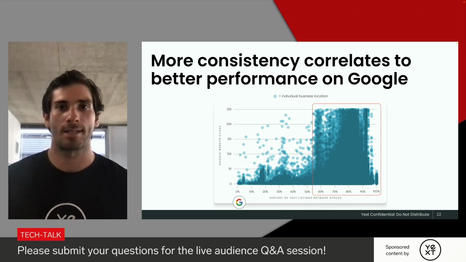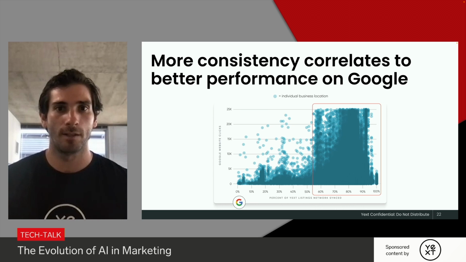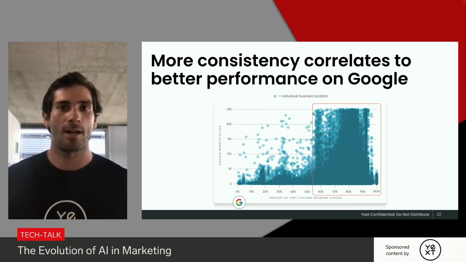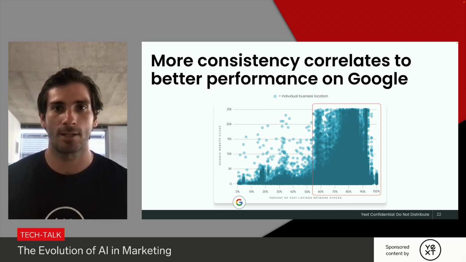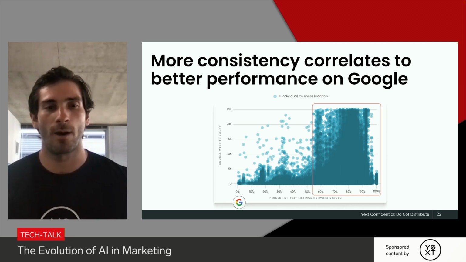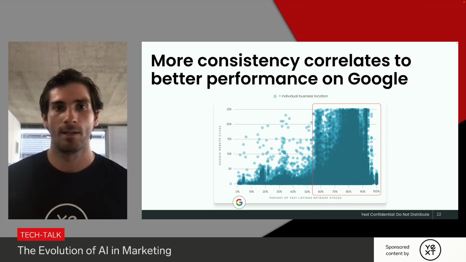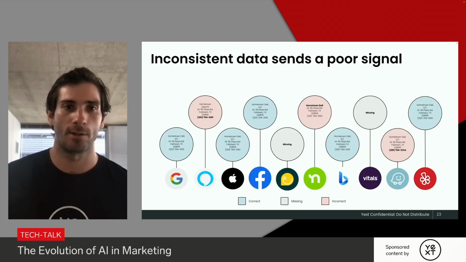And again, this analysis that we're looking at here, this is all website traffic that is generated specifically from Google. This is not accumulated traffic from any other site. So a lot of you are probably asking, well, why are these results the way they are? What is it that consistency has to do with this? And why does it correlate to better performance on Google?